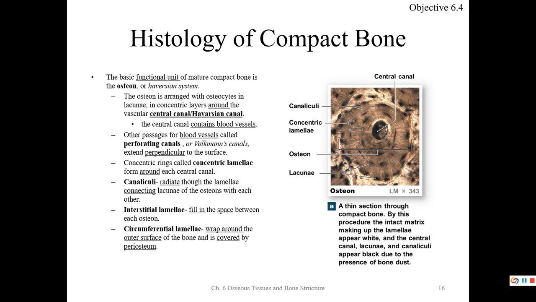The concentric rings that the osteons are wrapped in are called concentric lamellae, and they wrap around the central canal. The canaliculi go through the lamellae, connecting the lacunae of the osteons with each other, so they allow the nutrients and gases to reach them. We have interstitial lamellae, which are between the osteons, and we have circumferential lamellae that wrap around the outer surface of the bone, and the circumferential lamellae are covered in periosteum.